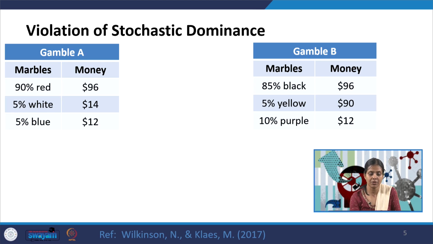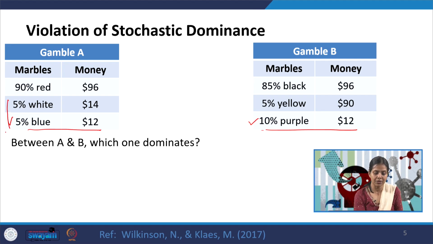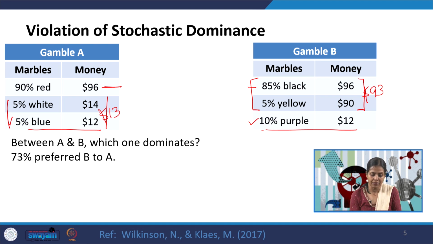Now, there is another experiment where there are two gambles, gamble A and gamble B. Between A and B, which one dominates? If you compare both of them, you would see that here it is 5% blue, here it is 10% purple. The colors are completely different here, but if we compare the percentages, then it is 10% purple, $12, and 5%, which is basically together $13 on average. And 90% red gives $96, and here 85% black plus 5% yellow together makes it 90%, and this is actually $93. So, 73% preferred B to A.